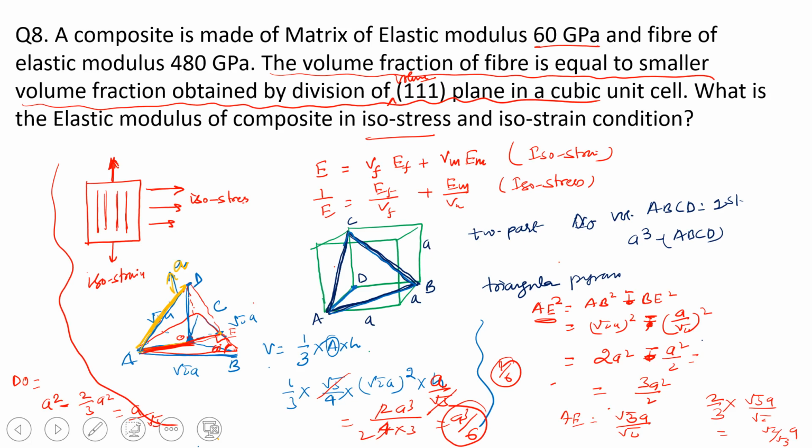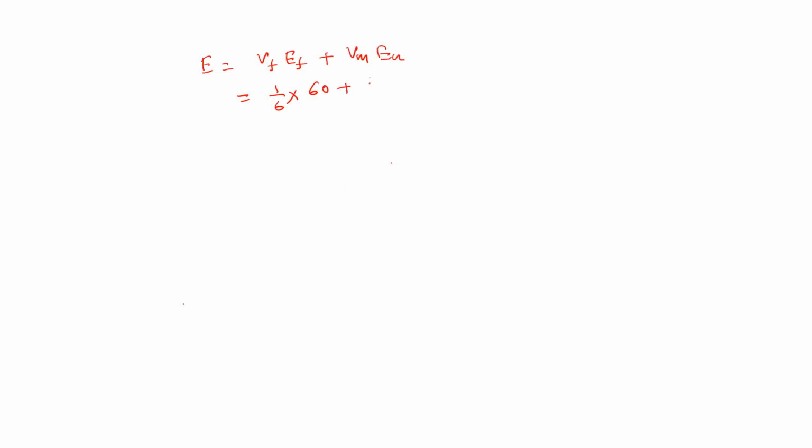So we can put E is equal to Vf Ef plus Vm Em. So this volume fraction is equal to 1 by 6, and Ef is equal to 60 plus 5 by 6 into 480. So it will be 10 plus 400, so 410 GPa, right?